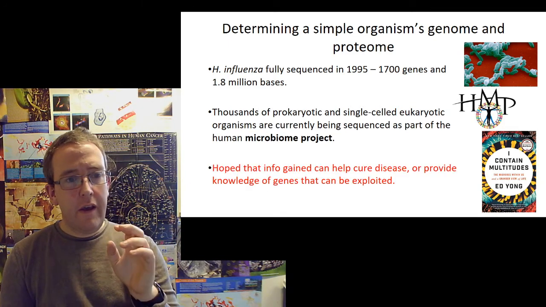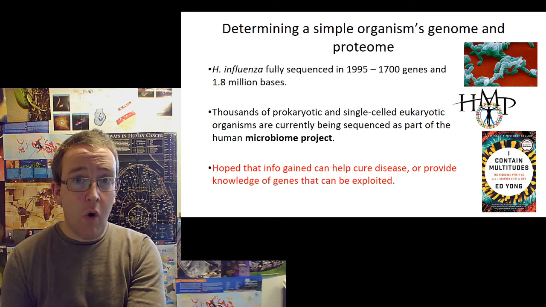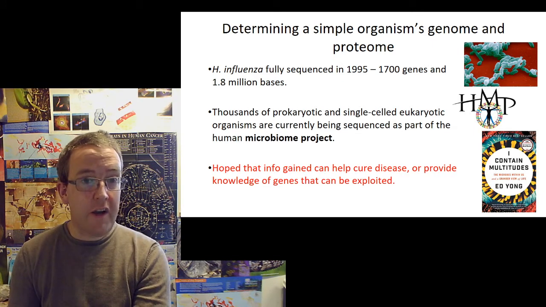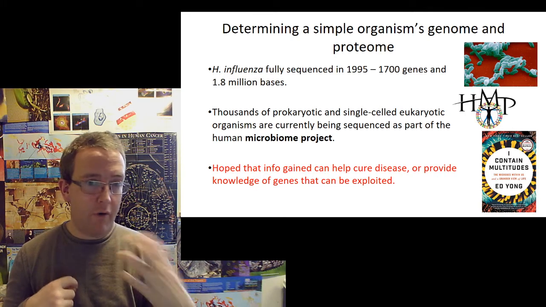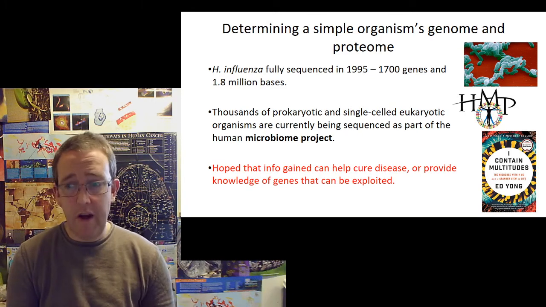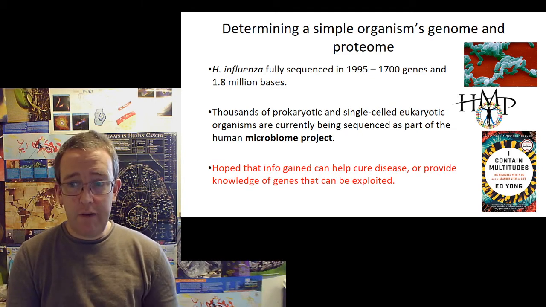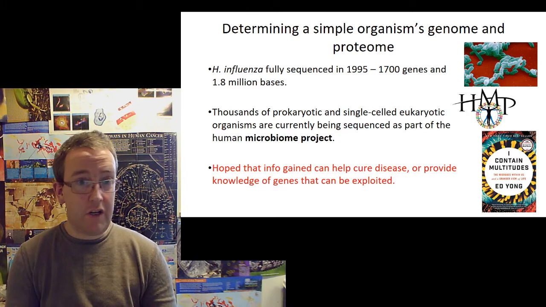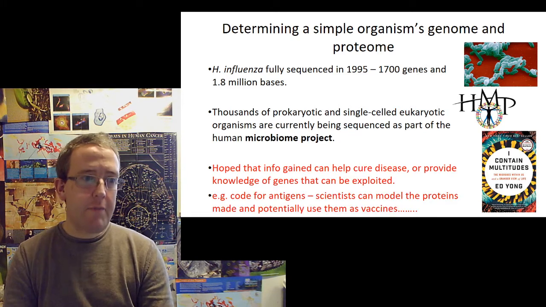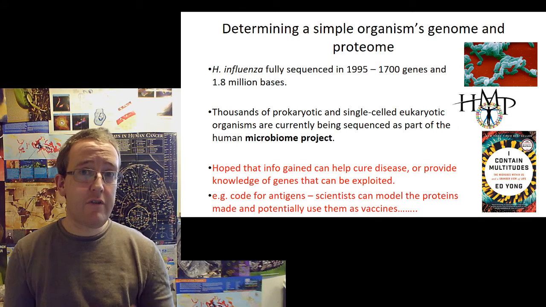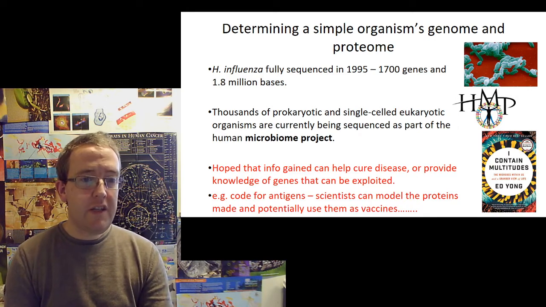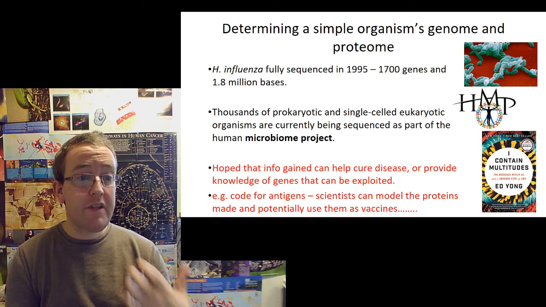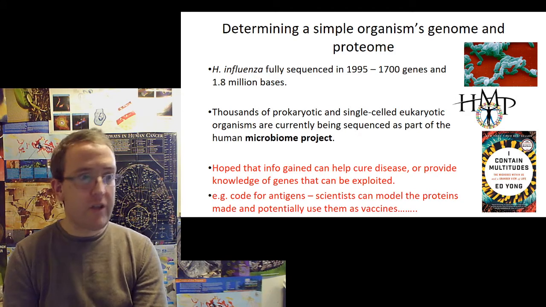However, there are some other more obvious, more pressing reasons why it's a good idea to have a good understanding and genetic sequence of every virus, bacterium and fungus that might interact with us. It's hoped that info gained from this can cure disease and provide knowledge of genes that can be exploited, and one really famous example at the moment is those genes that code for antigens. Scientists can use them in the lab, theoretically, and design sequences, model the proteins made and potentially use them as vaccines. Now, where do you think I'm going with this?